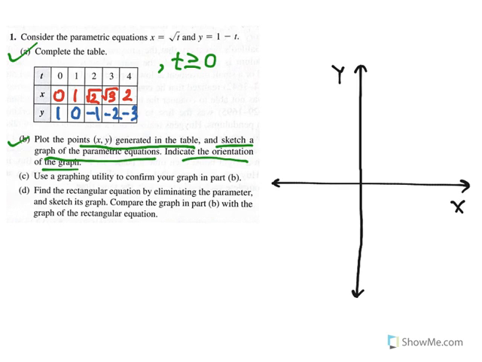All right, so we've got 1, 2, 3, 4. 1, 2, 3, 4.